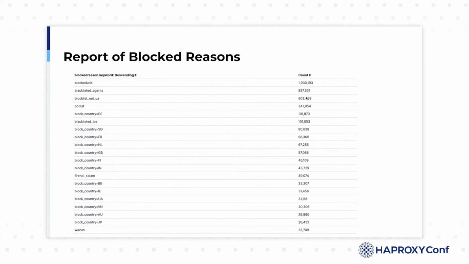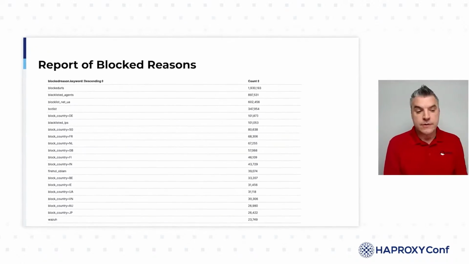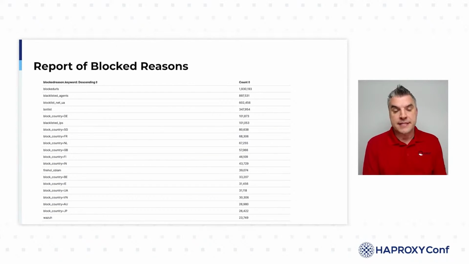And so you can see here, we're doing over several million blocks alone that Apache and MySQL didn't even have to waste CPU cycles on, because HAProxy was able to block the traffic right away. And even down here at the bottom, you can see with Wazuh, it did 23,000 blocks because it matched a Wazuh rule. So you can see the power that sending all of your logs to Elasticsearch can have.